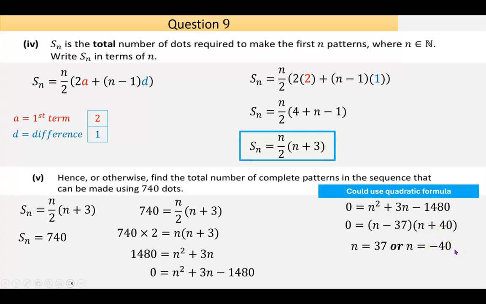Now, only one answer is right, but they tell me in the question that my n value must be a positive whole number. So the only answer that makes sense is 37. That's the answer. So a tricky question, in a way, not as straightforward in that we had to move things around a bit more. But with this kind of question, you'll often end up with a quadratic. And if you're struggling with this faster method, just use the quadratic formula. It takes a little bit more time, but it'll be more reliably correct.